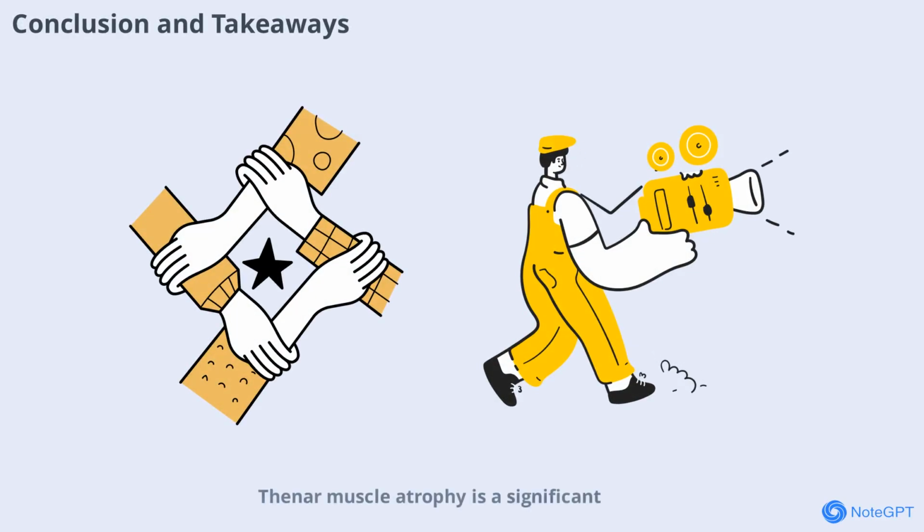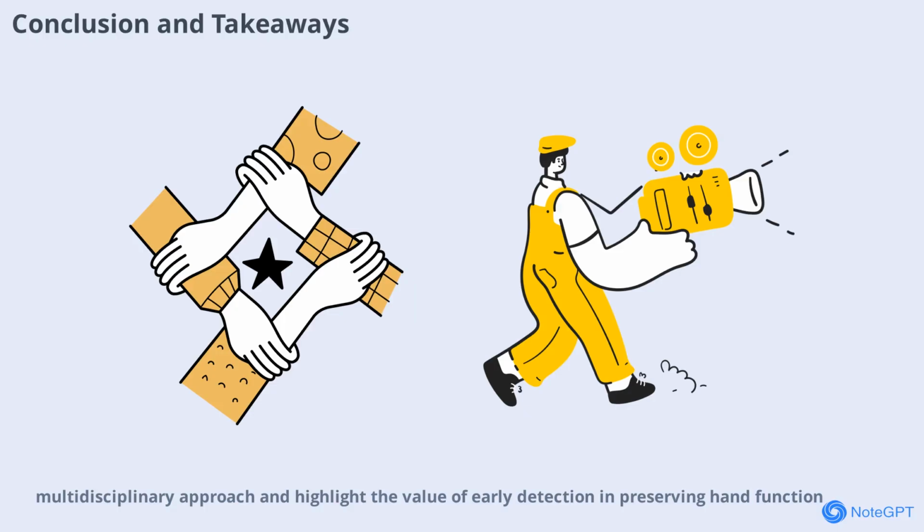Thenar muscle atrophy is a significant clinical finding that warrants thorough evaluation. By combining clinical examination, electrodiagnostic studies, and ultrasound imaging, clinicians can accurately diagnose the underlying cause and tailor treatment accordingly. The insights from this large patient cohort reinforce the importance of a multidisciplinary approach and highlight the value of early detection in preserving hand function.